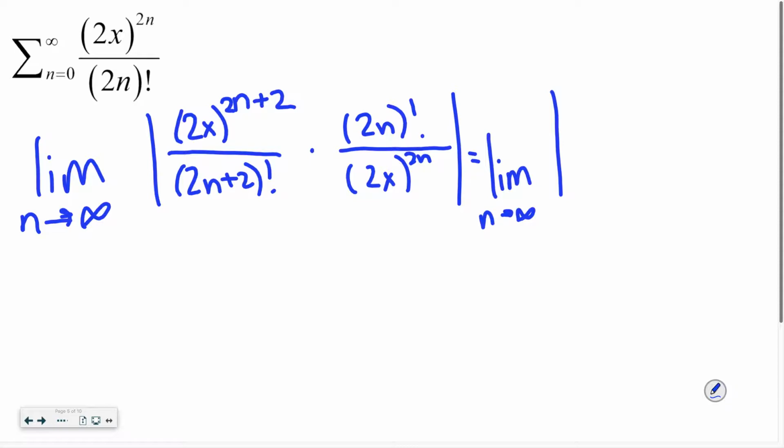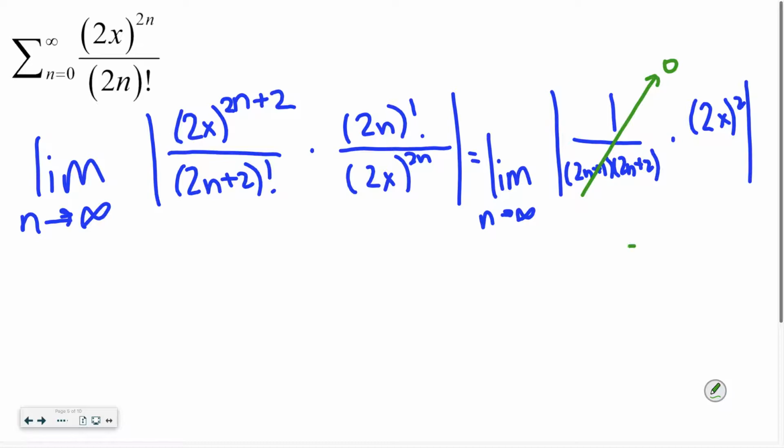So if I group 2n factorial over 2n plus 2 factorial, do you agree that we'd be left with 2n plus 1 times 2n plus 2? Because the rest would cancel out. And then we would have 2x squared left over. So we have 2x squared times 0. Our limit is 0. And how often is 0 less than 1? Always. All the time. So what's our radius of convergence? Infinity.